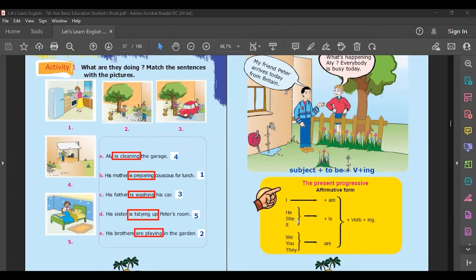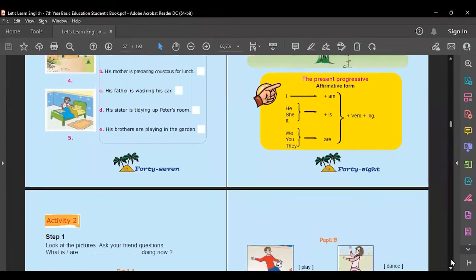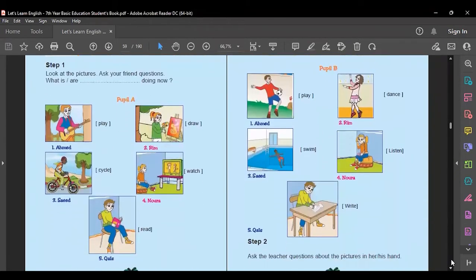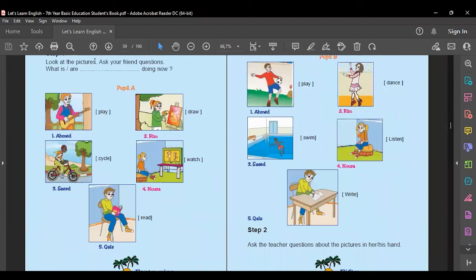Hopefully you understood: is or are plus verb plus ing. Okay, now we move on to the next pages. Activity 2, step 1. Look at the pictures, ask your friend questions. So we are going to ask our friends questions: what is or are, okay, doing now?